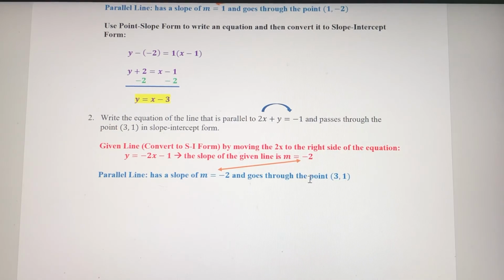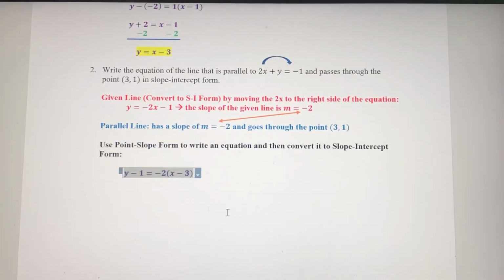So just like we did in number 1, we're going to plug these into point-slope form. So y minus the y-coordinate, which is 1, so y minus 1 equals the slope, negative 2, times x minus the given x-coordinate, so x minus 3. On the left side, there's nothing to simplify. On the right side, I need to use the distributive property. So I get y minus 1 equals negative 2x plus 6. I'm going to add 1 to both sides because I want to get into slope-intercept form, and that gives me y equals negative 2x plus 7. So again, my given line had a slope of negative 2, and my parallel line must also have a slope of negative 2. So that's how you write the equations of parallel lines when you're given a point that the second line goes through.